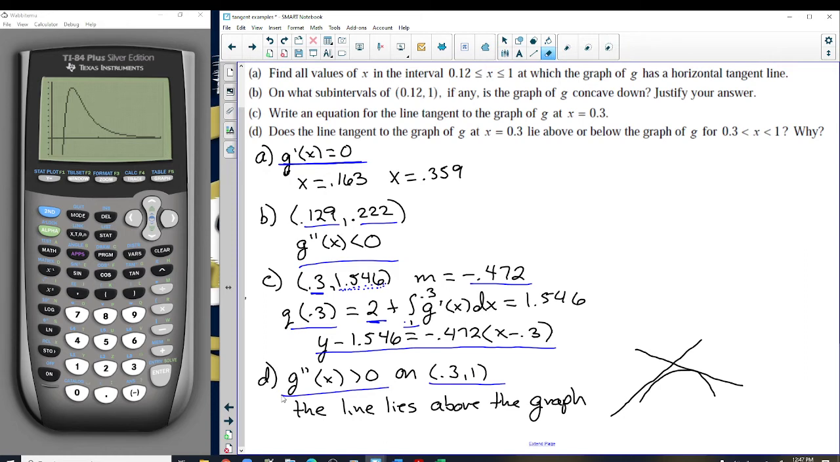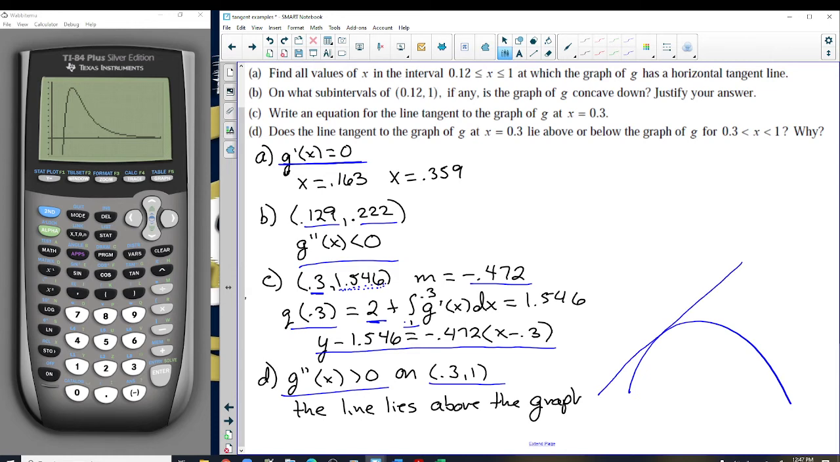Now, if the second derivative is positive, that means the curve is concave down, and the tangent line will lie above the line, or excuse me, above the curve, no matter where the tangent line happens to be. So the line lies above the graph. Why? Well, because the second derivative is greater than 0, which means that the curve is actually concave down.